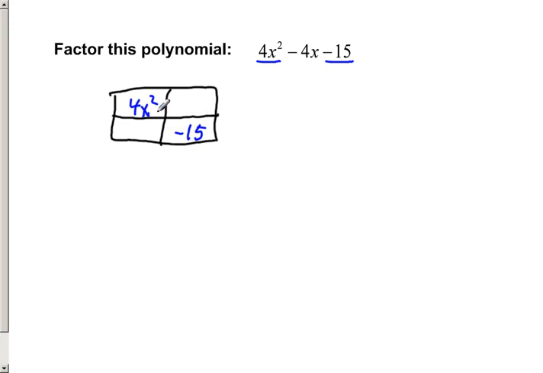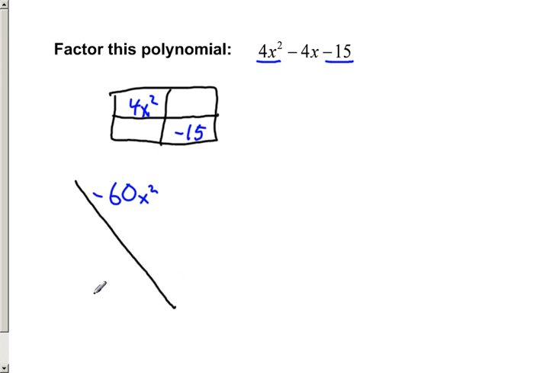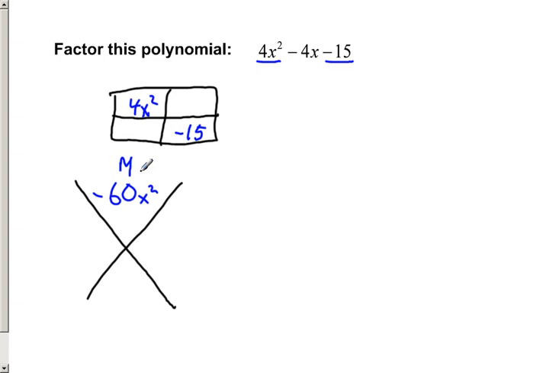All right. Now what you're going to do is multiply these two terms together, 4x squared times negative 15x. That will give you negative 60x squared, and this is going to belong to a giant X here that I'm going to put in black. Since we multiplied these together, this is what we want our two factors to multiply to as well.